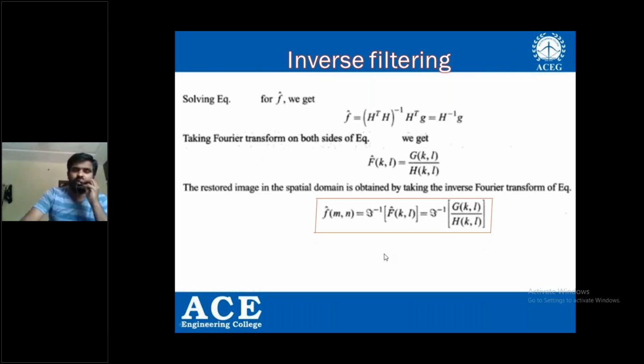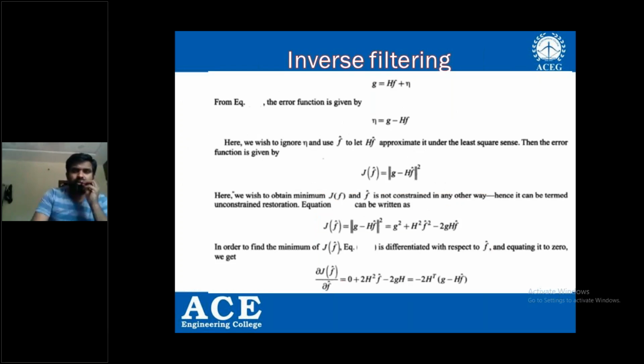Finally, what I can conclude is that in inverse filtering, the main target is to minimize the error. That is, for finding the estimation, we need to minimize the error. How do you find the error? Which error is it? It is the least square error. J equal to, least square means, G minus H F whole square, right?